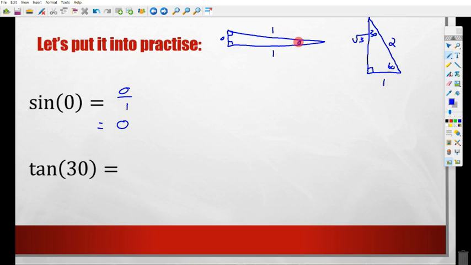All right, so I'm looking at the 30 degree angle over there, so tan of 30. All right, so tan I know is opposite over adjacent. Okay, so I've got 1 over the square root of 3.